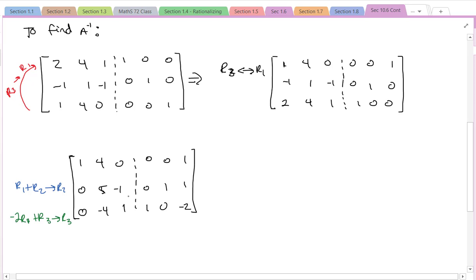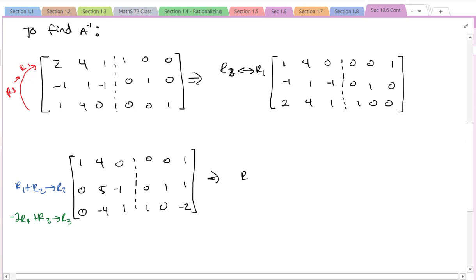So what else can I do without having to introduce fractions? Sometimes that's our only option, but if we have other options, let's exercise those other options. So notice that row 3 here is a -4. 5 minus 4 is 1. So I can essentially add row 3 to row 2 to get a 1 there. So that's what we're going to do.